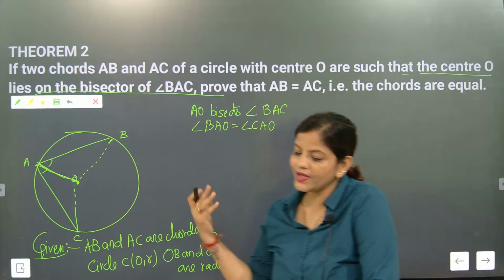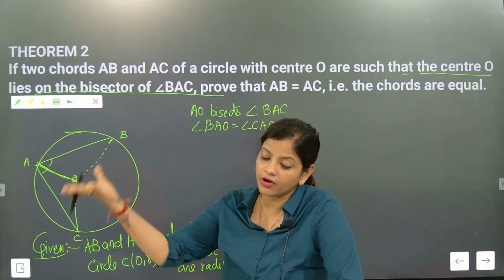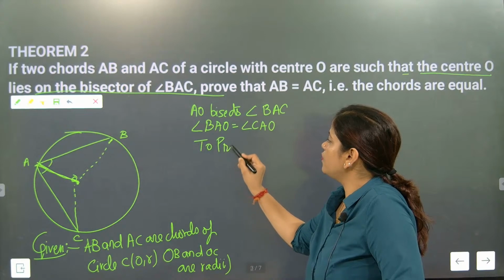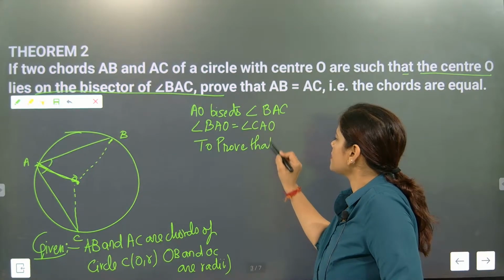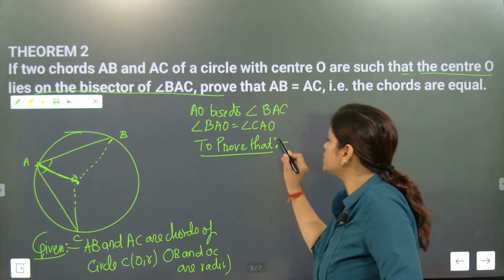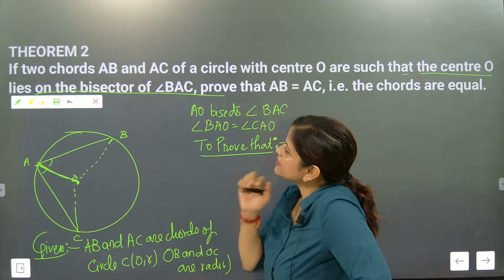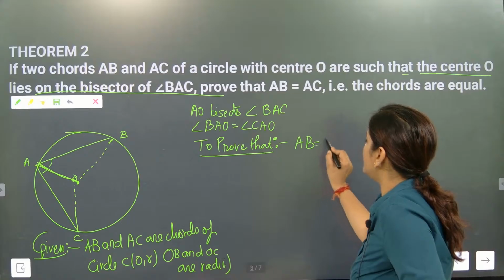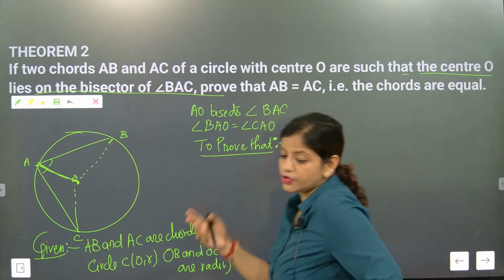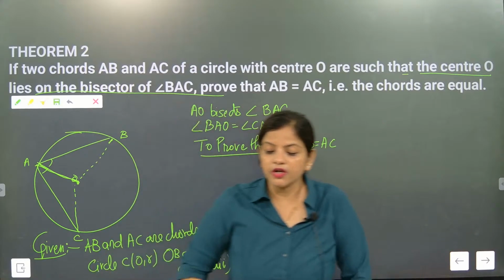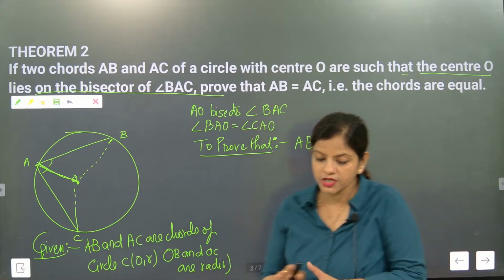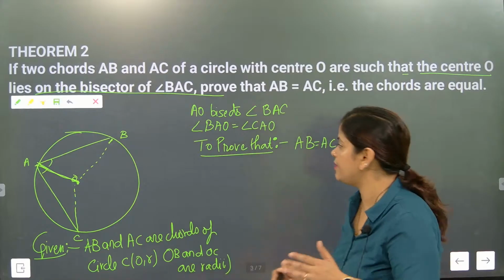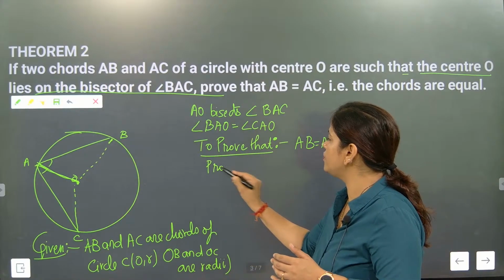Done. Now, because the bisector angle is already given equal, let's check what they are asking us to prove. They are asking us to prove that AB is equal to AC. That means the chords are of equal length. We can say it is the converse of the theorem we have just proved. So now we are going to go with that. First we will take triangle OAB. So in the proof section, what will we do?